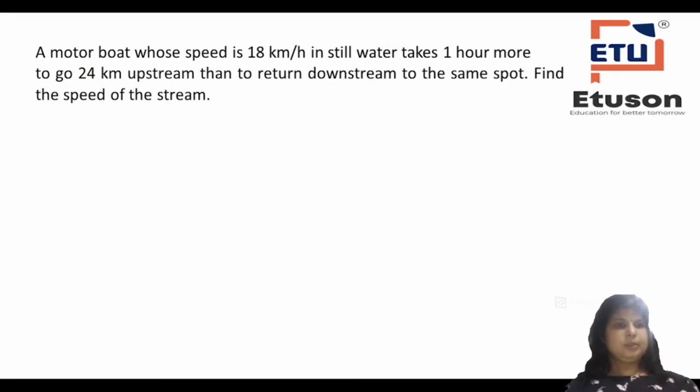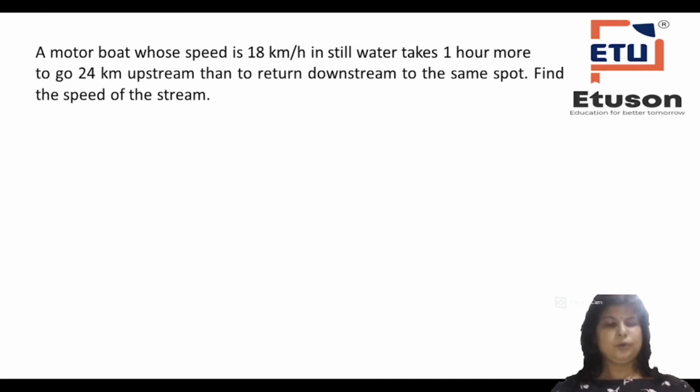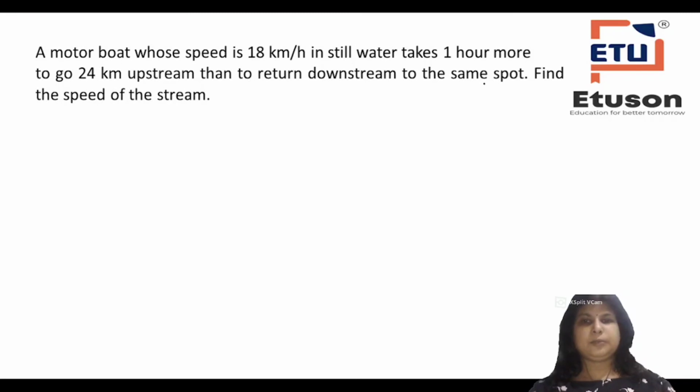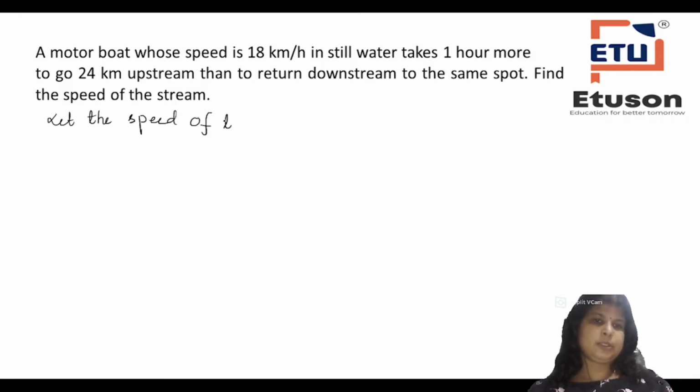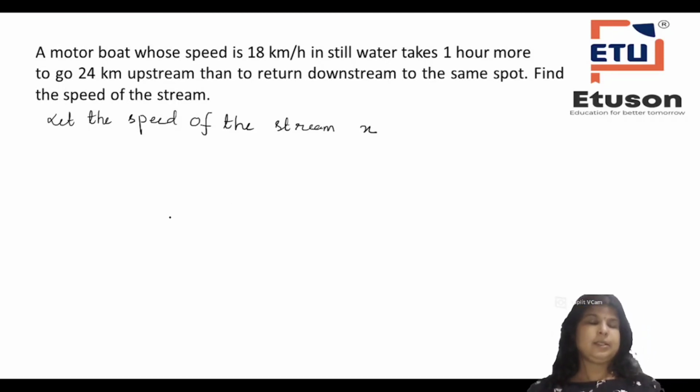So let us go to the next example. A motorboat whose speed is 18 km per hour in still water takes 1 hour more to go 24 km upstream than to return downstream to the same spot. Find the speed of the stream. So let the speed of the stream be x. If the speed of the stream is x, when it is upstream, the resultant speed will be 18 minus x, and in the downstream the resultant speed will be 18 plus x.